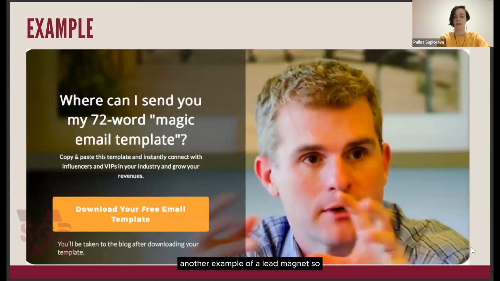Another example of a lead magnet. So, download your free email templates. Well, that's very necessary, for example, for lead generators, as we're discussing right now. And it's always nice to get some additional options from a professional like that. So this person says that, hey, you can download many options for email templates.